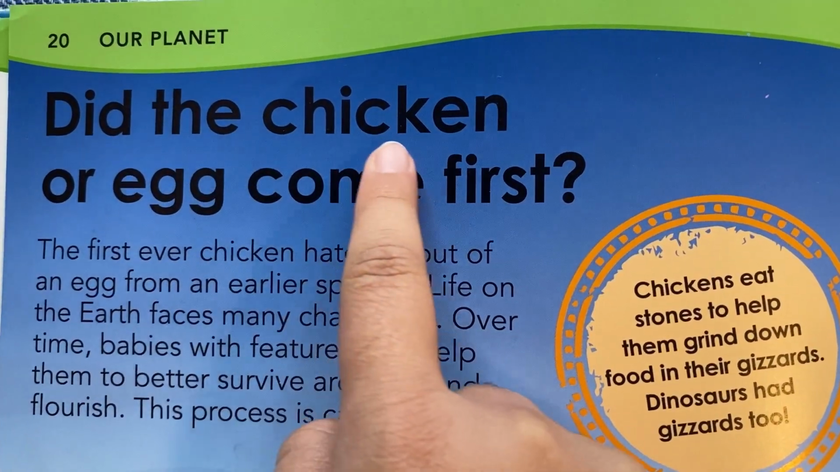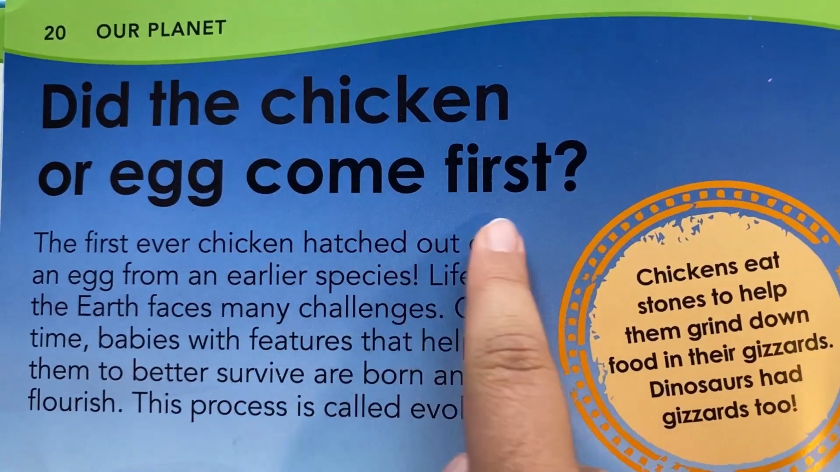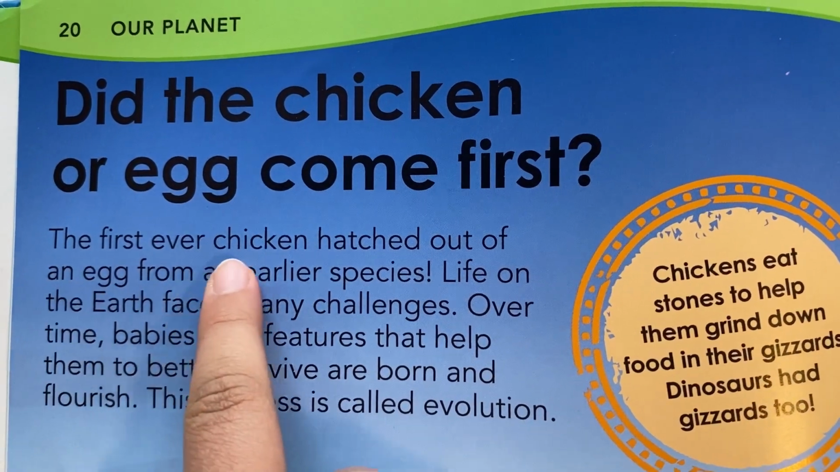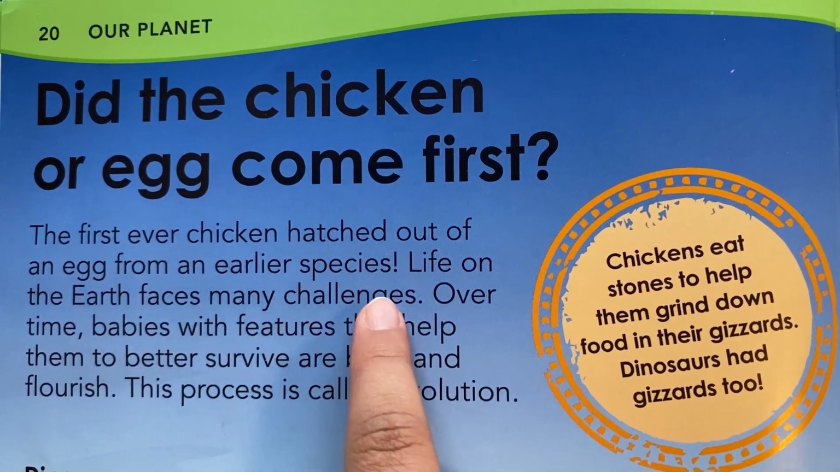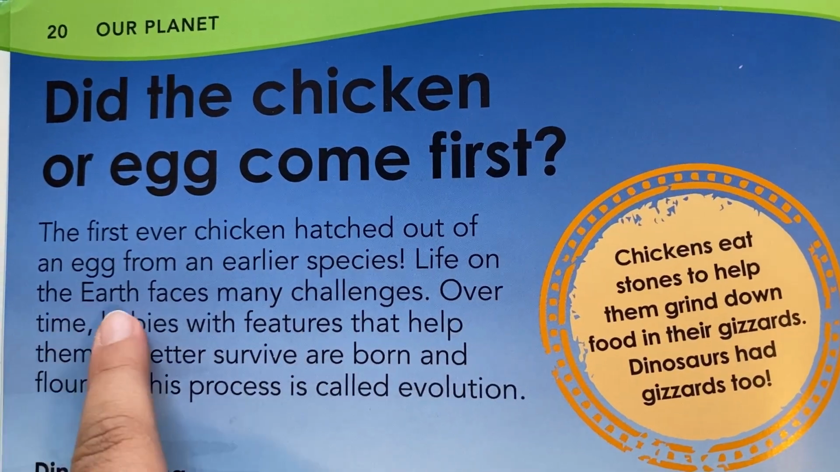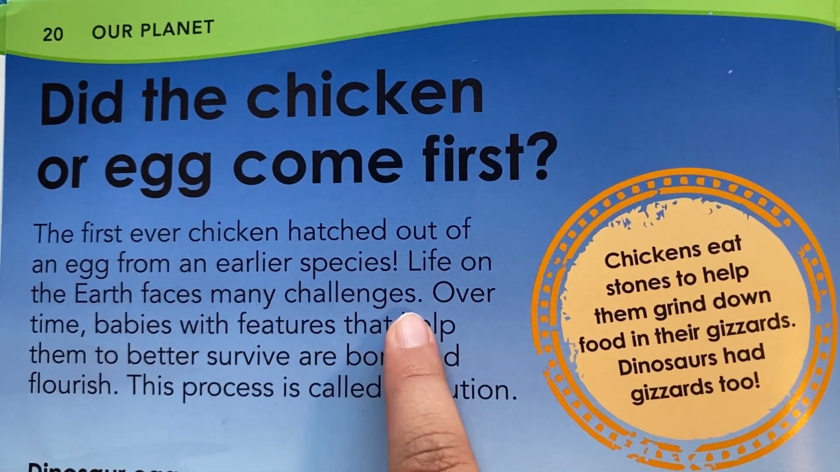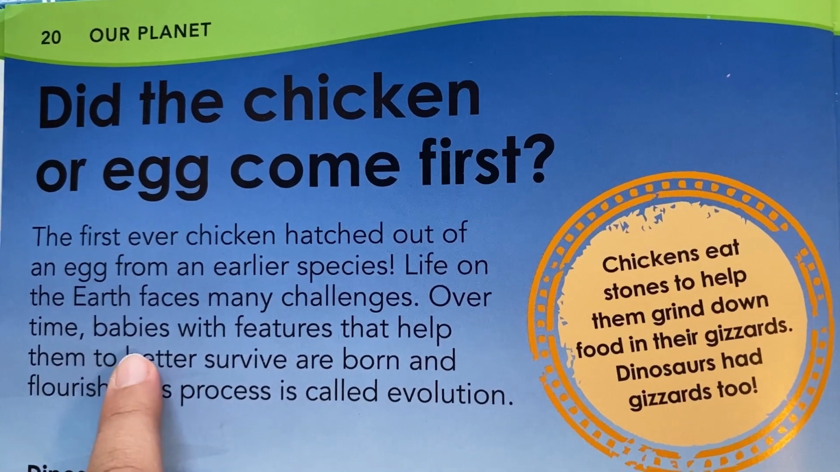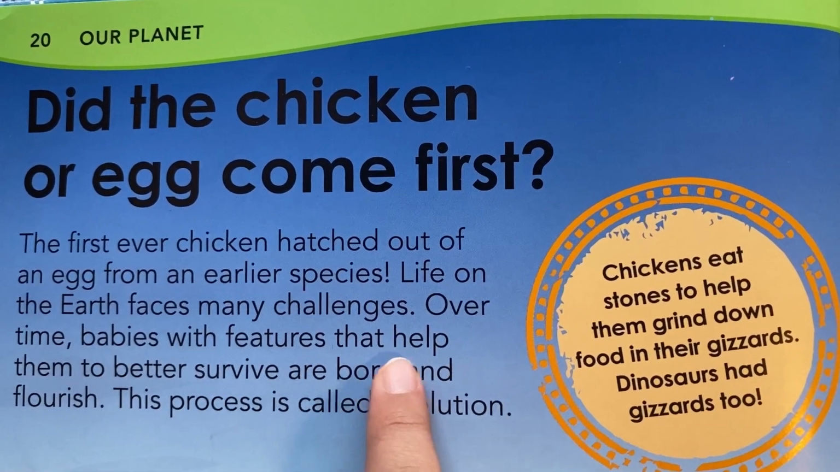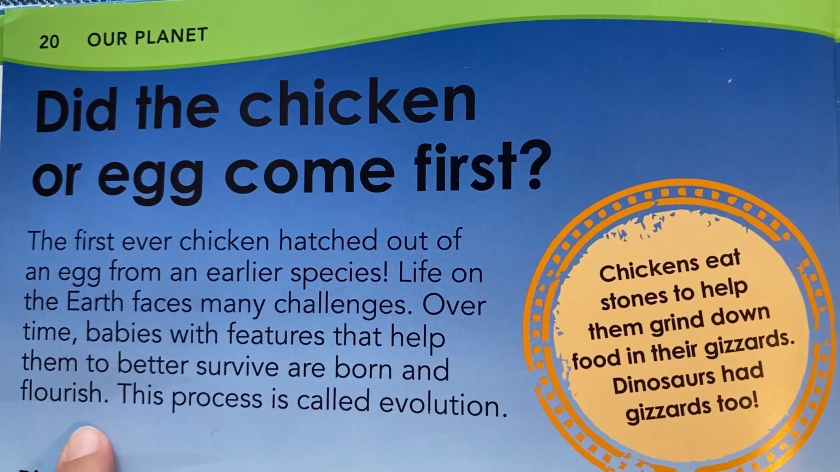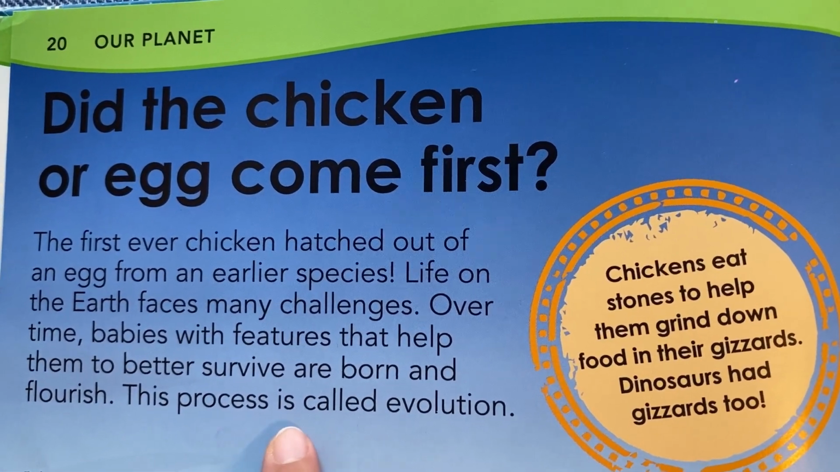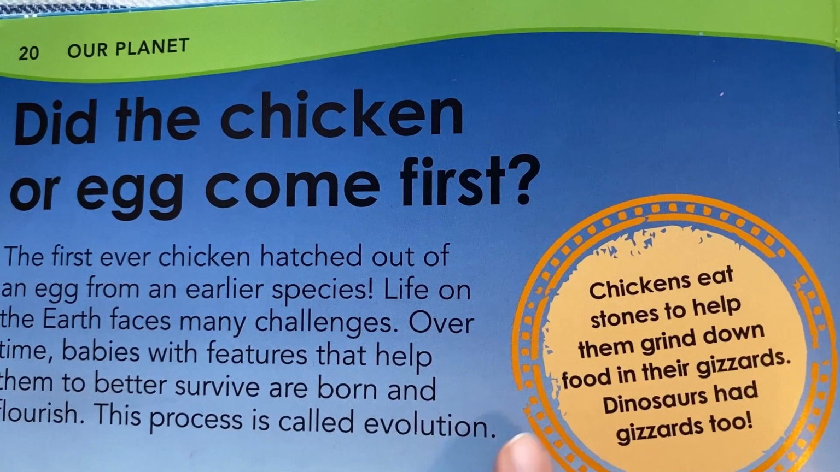Did the chicken or egg come first? The first ever chicken hatched out of an egg from an earlier species. Life on the earth faces many challenges. Over time, babies with features that help them to better survive are born and flourish. This process is called evolution.